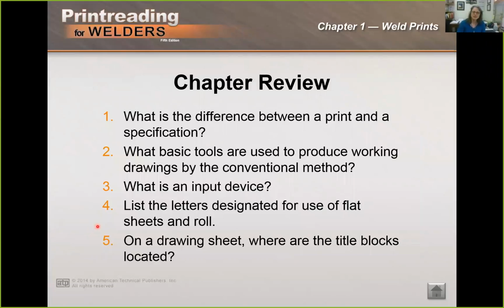Okay, so quick review. By the end of this chapter, you should know what is the difference between a print and a specification. You should be able to talk about the basic tools used to produce working drawings by the conventional method, and be able to talk about what's an input device, an output device, what's the difference between hardware and software, and a list of the letters designated for use of flat sheets and rolls, and be able to locate the title blocks and zones.